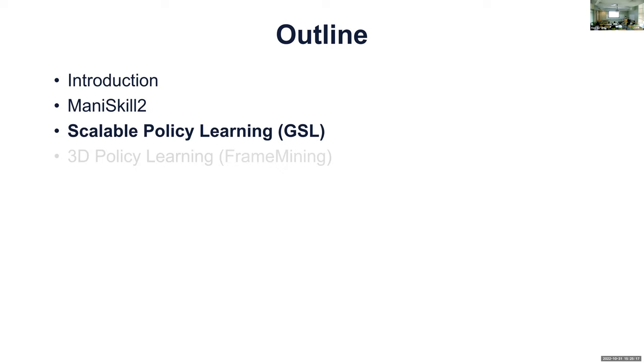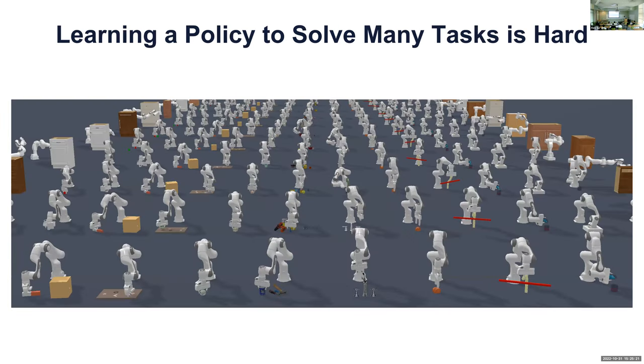Now let me spend more time on two technical works. The first is scalable policy learning, or GSL. Our goal is actually to learn a policy that has generalizability over many kinds of tasks and many kinds of variations of objects in a certain task. For example, we want to have a policy that's able to open any kind of drawer of any kind of cabinet, or open the door on any kind of container.